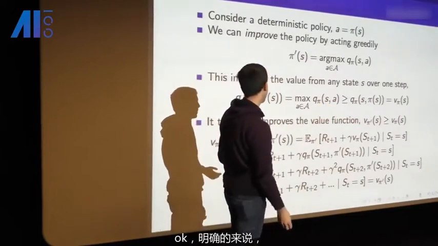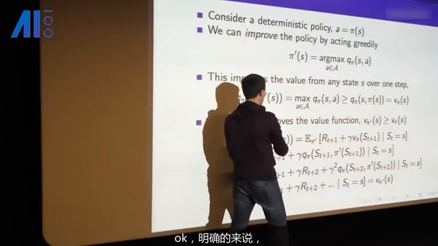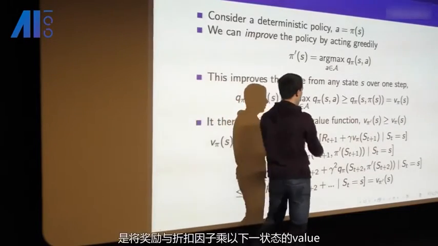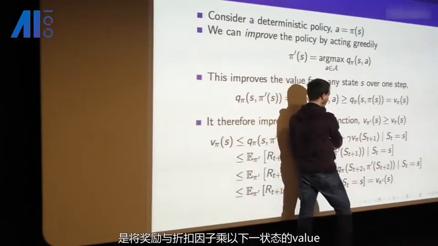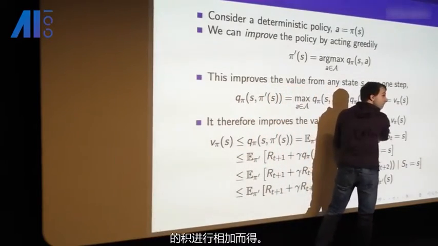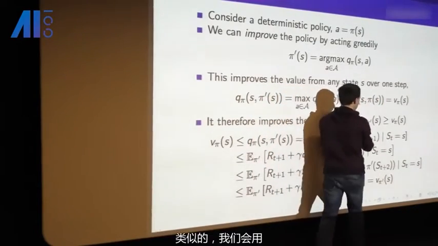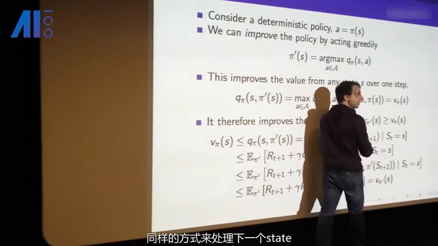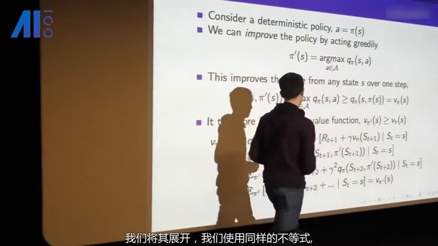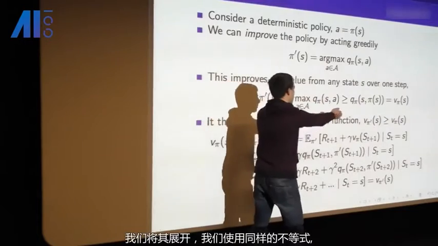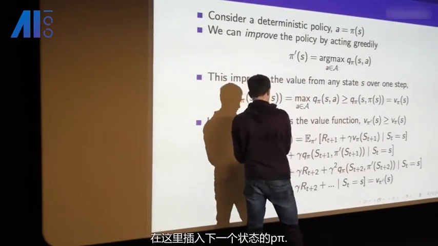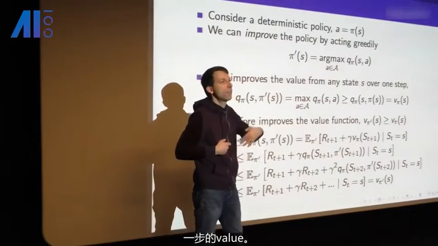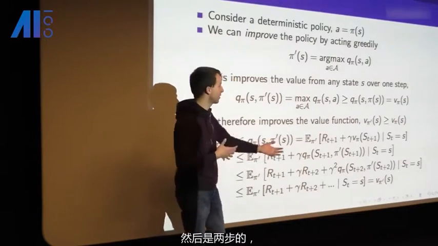Okay? So specifically, we unpick q in terms of the Bellman equation, by saying that the definition of q is the reward plus the discounted value at the next state. And then we apply our same inequality to this v pi at the next state. And we unroll this, plugging it in at the next state, and that tells us we're going to get at least as much value for one step, and then for two steps, and so forth.